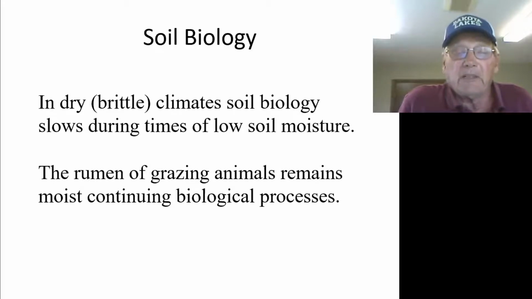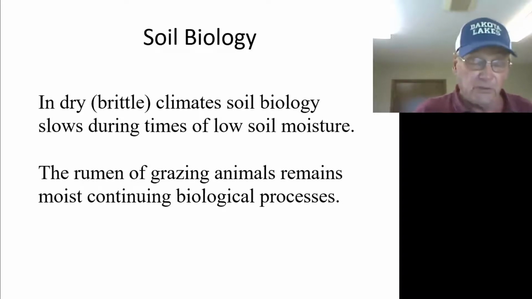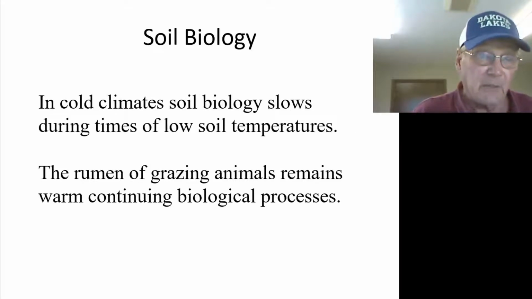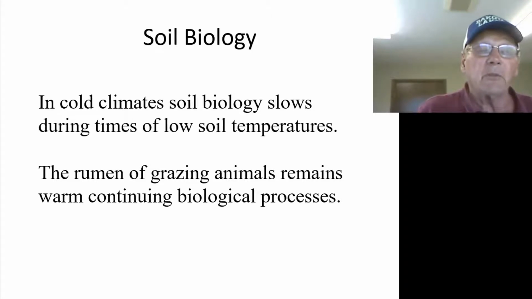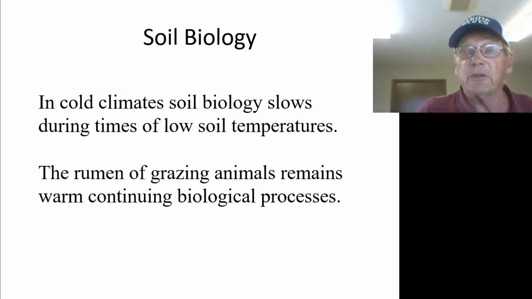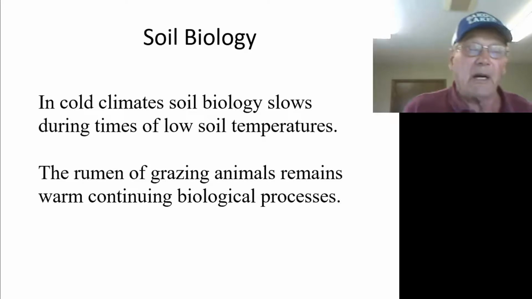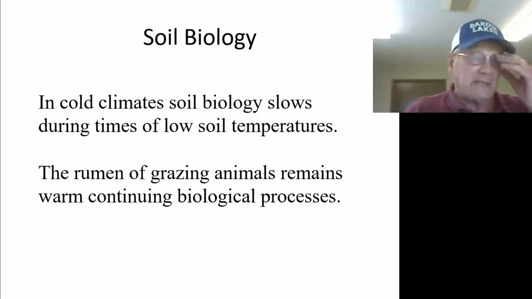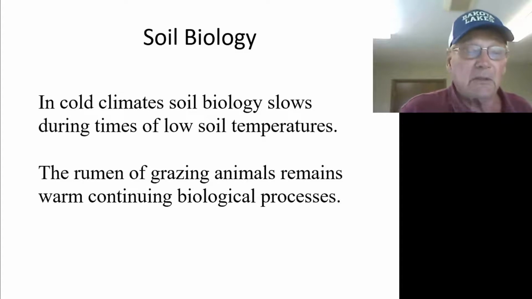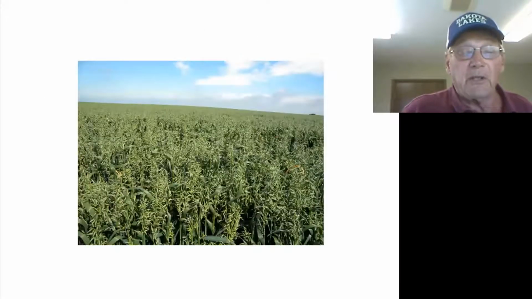The ruminant grazing animals, like right now, the animals that are out on our cover crops, remain moist, continuing those biological processes when the stuff in the soil is kind of stopping. And probably more important for us, in cold climates, soil biology slows during times of low soil temperature during the winter. And the ruminant grazing animals remain warm during this period, which allows our soil biology and biological processes to continue during that winter time frame. So here is some cover crop.